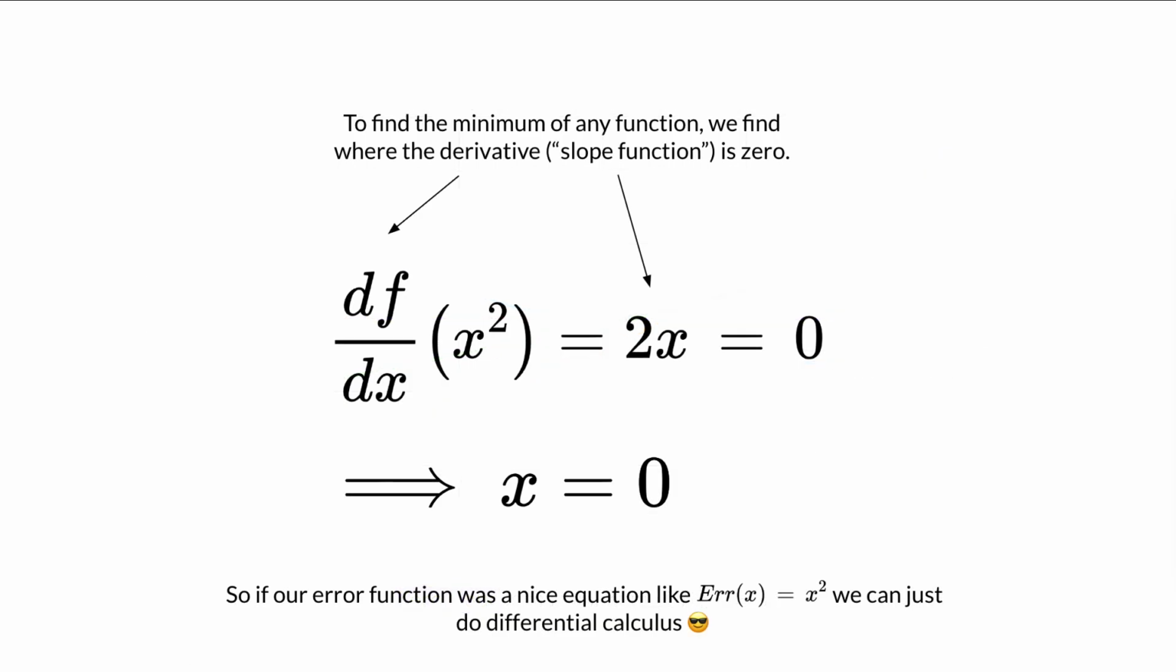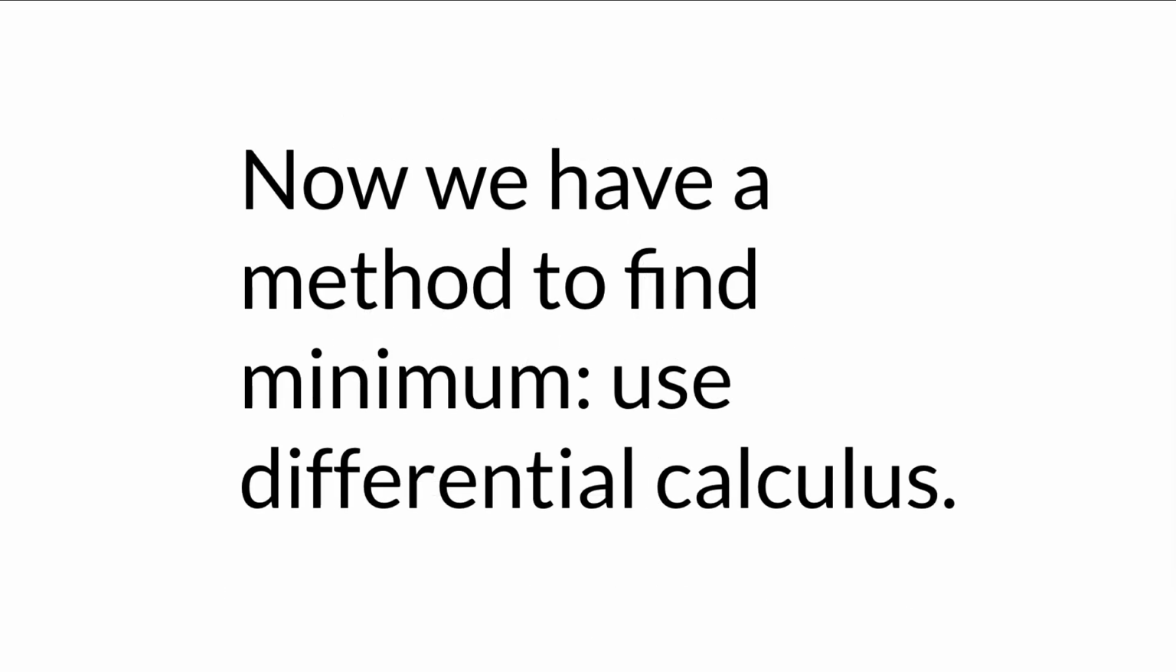And there's a more precise way of doing that, which is differential calculus. If you remember from high school math, the differential of x squared is 2x. That's the actual function now of the slope. And we said if the slope is 0, that's the minimum. So we set that to 0 and ask, what x gives us 2x equals 0, and the answer is x equals 0. So if our error function was a nice equation like the error of x is equal to x squared, we can just do differential calculus and be done with it. So now we have a method to find the minimum.